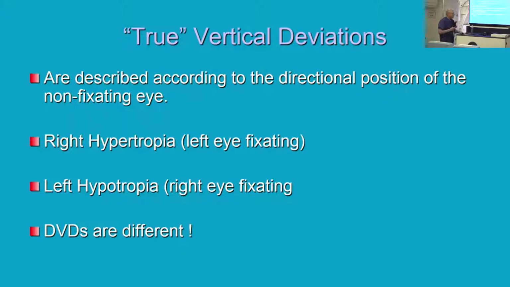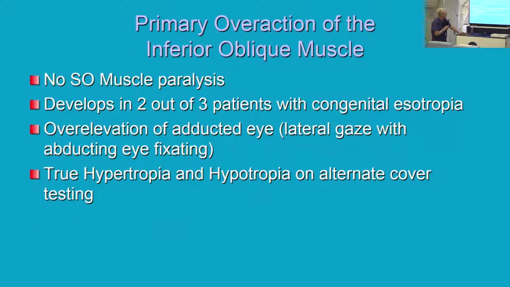So let's talk about primary overaction of the inferior oblique muscle. This is inferior oblique overaction that occurs without any superior oblique muscle paralysis. It develops in perhaps 2 out of 3 patients with congenital esotropia over time. Whether they've had surgery or not to correct the congenital esotropia, they may develop this. Sometimes it's not clinically significant. It doesn't require intervention, but it can show up if you look for it.